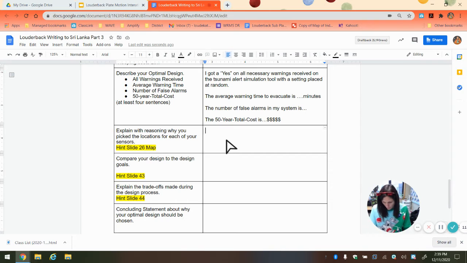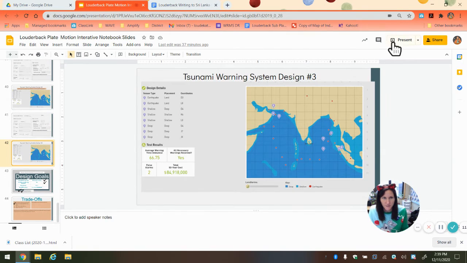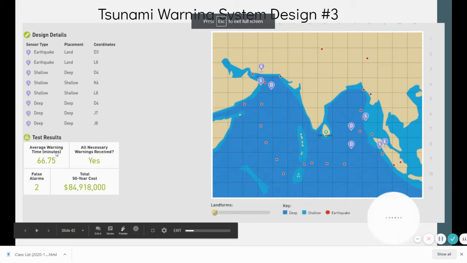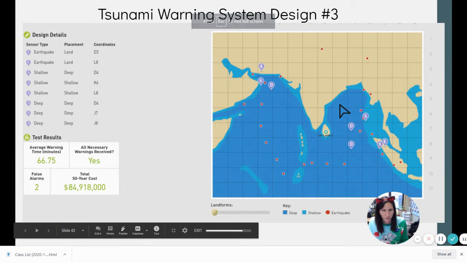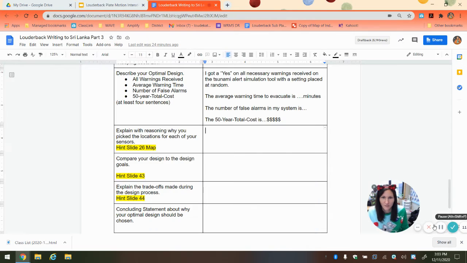Okay, next is talking about the reasoning behind the location of your sensors. I understand that some of you probably threw those sensors in randomly. You just kind of tossed them in there and hoped for the best. You opened up the sensor simulation and you just dropped them in randomly. Ideally, that's not what we want to be doing. We want it to be focused on the material as a whole.